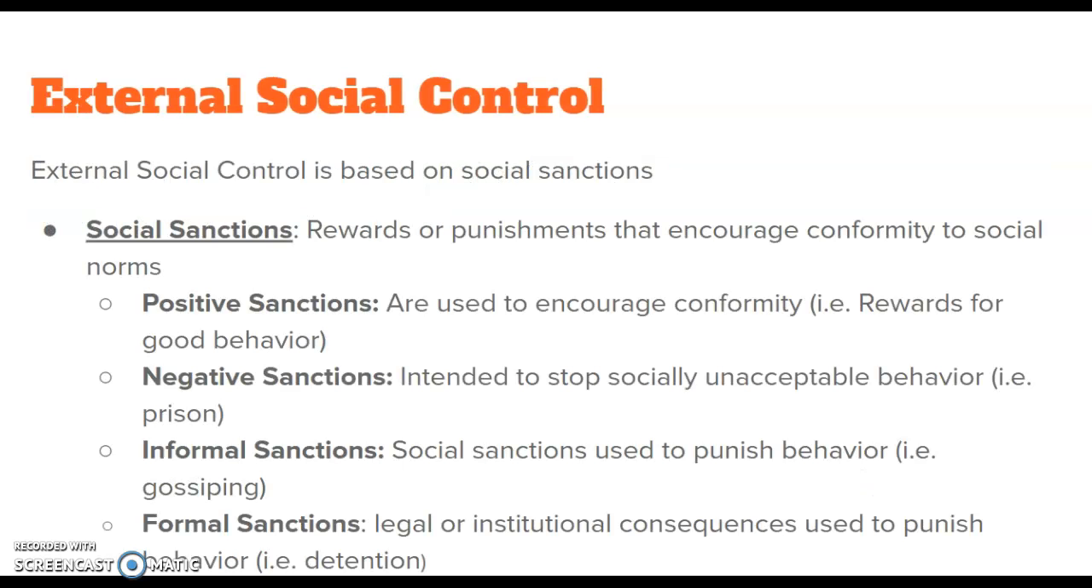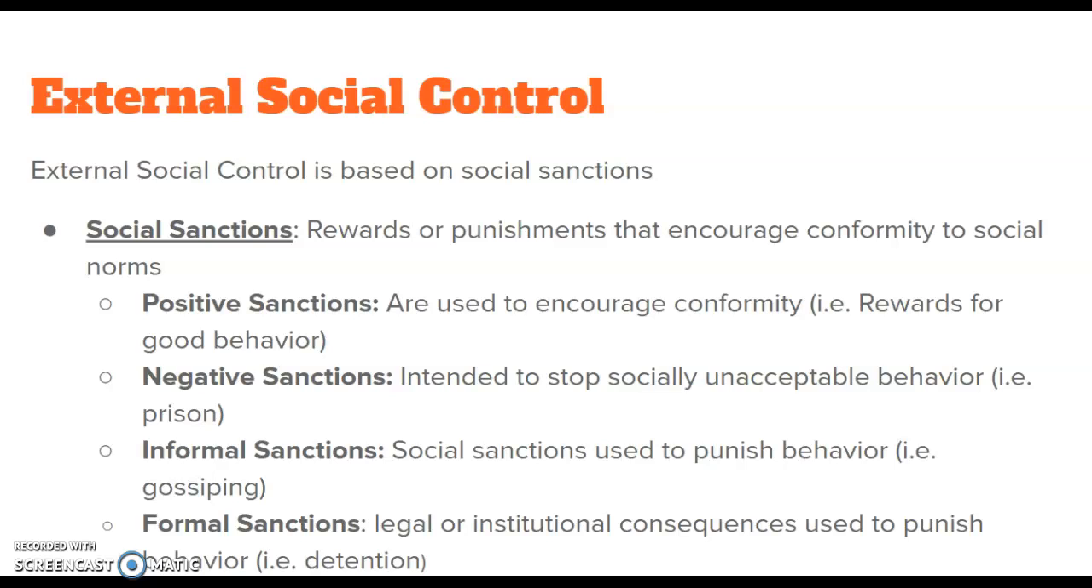External, on the other hand, are things that are happening outside of that person. So these are not the feelings of the individual who broke the rules. These are consequences that are inflicted on that person, whether positive or negative, based on decisions that have been made. And we then talk about social sanctions. Social sanctions are rewards or punishments that encourage conformity to social control or social norms.